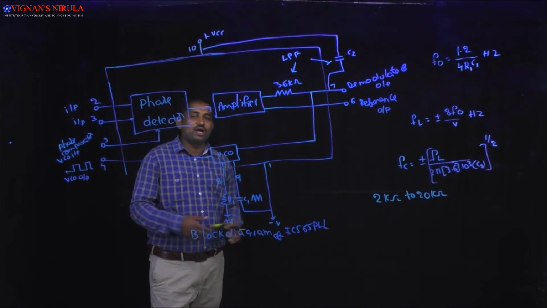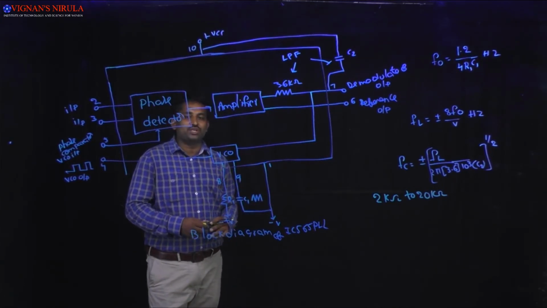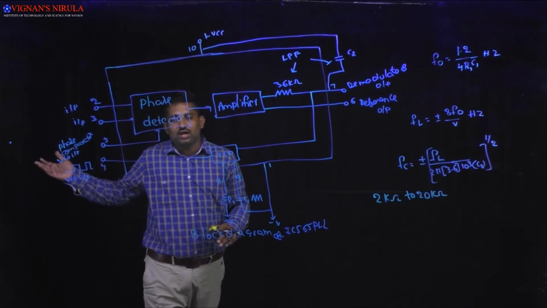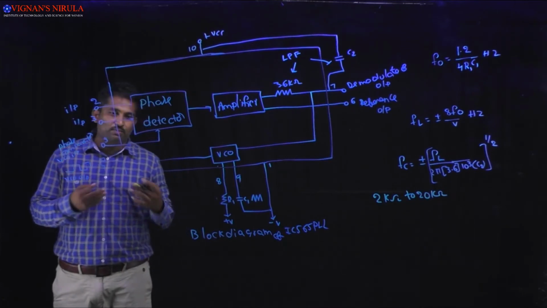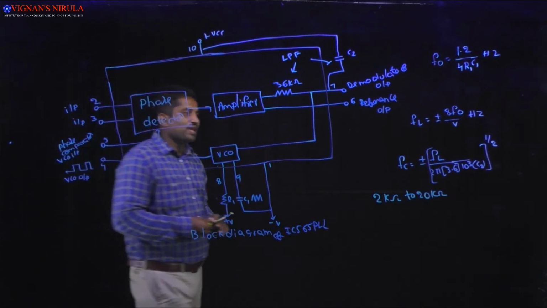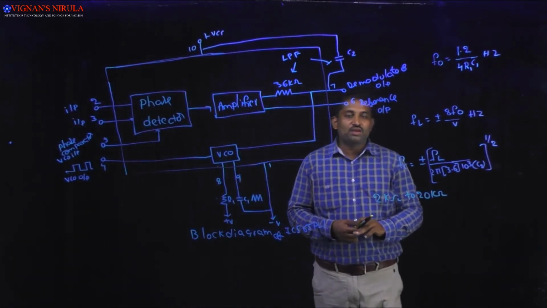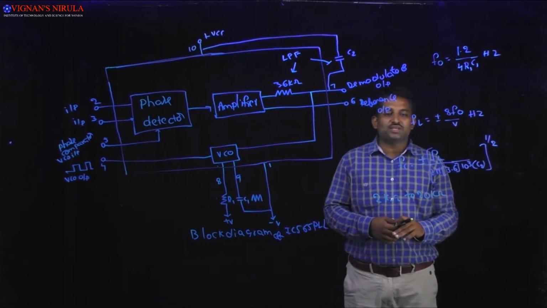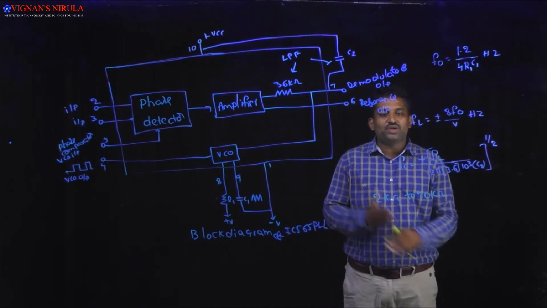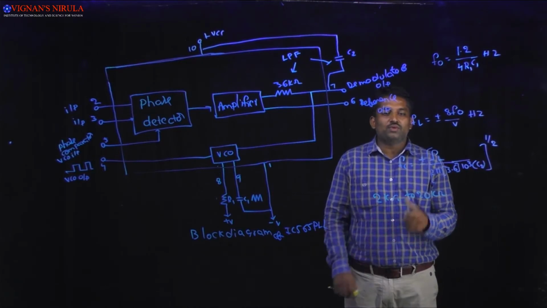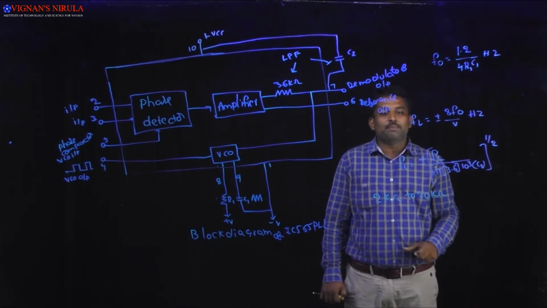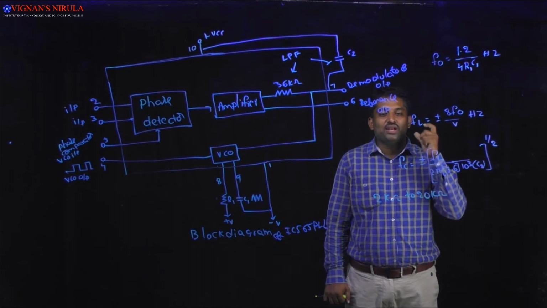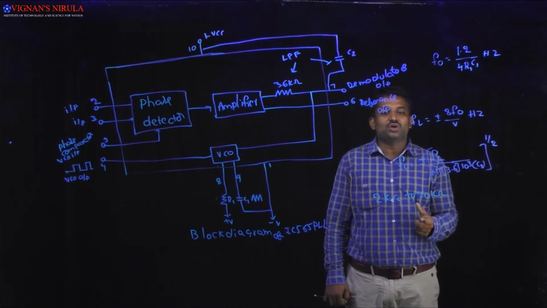And coming to the lock range and capture range, we already discussed the lock range as well as capture range definitions while discussing the block diagram of PLL. What is a lock range? Whenever the input frequency is equal to the feedback frequency, then we may call it that the PLL is locked. The range of frequencies over which the PLL maintains lock is called the lock range.